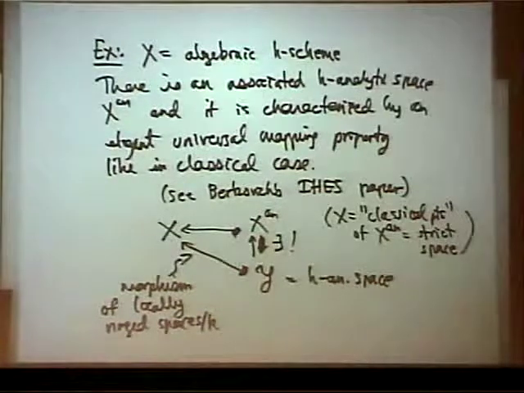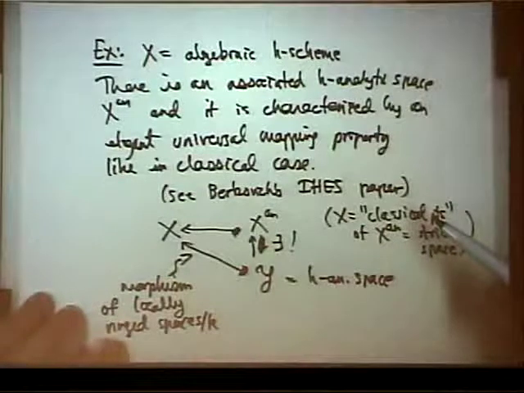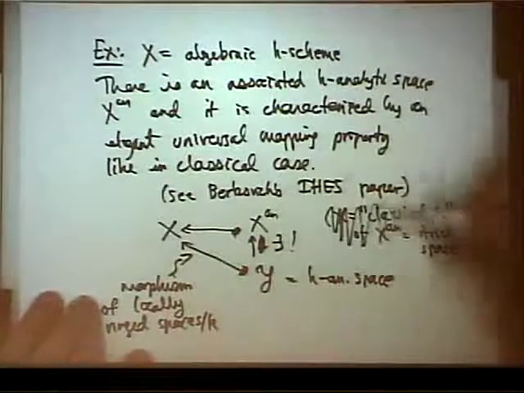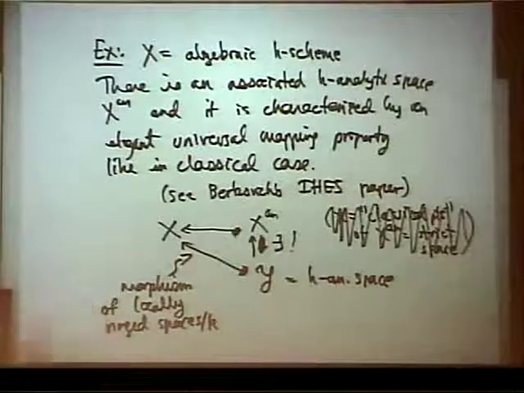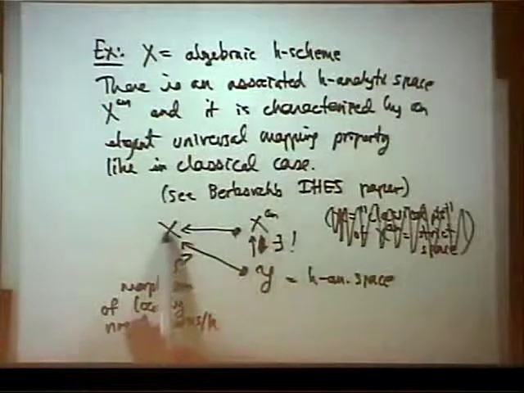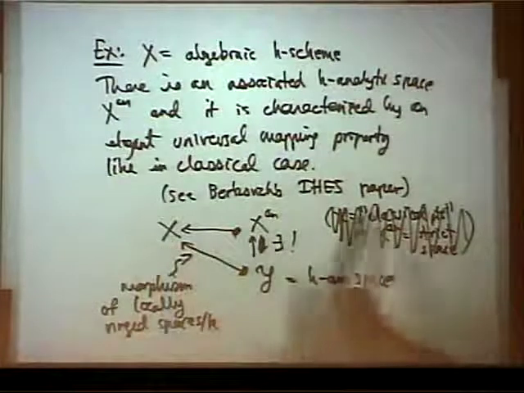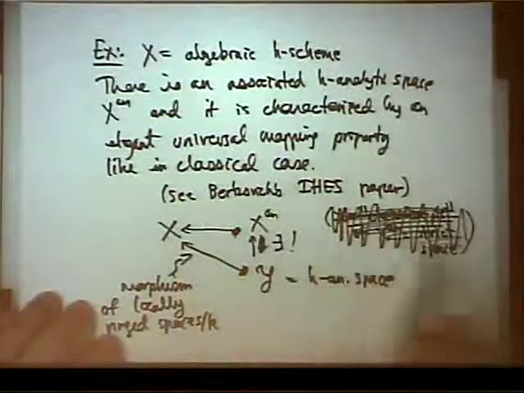Wait, something is disturbing me here. So this is, let's just cross out that statement. Okay, now it's fine. Right, in the rigid case, this would be the set of closed points of this. This was a nonsense statement because schemes have lots more points. Sorry, forget I ever said that. Let's cross that out.